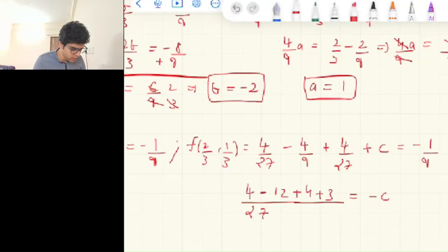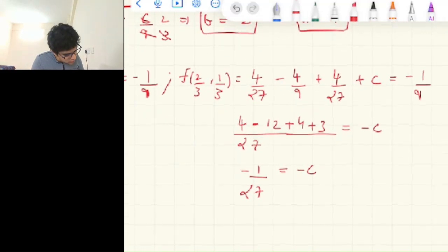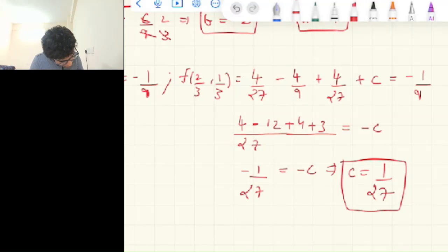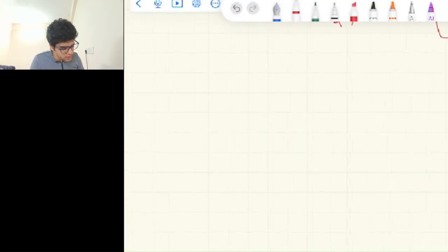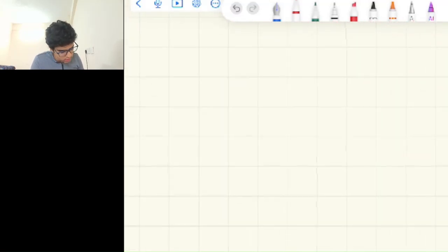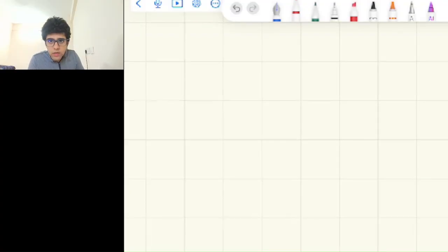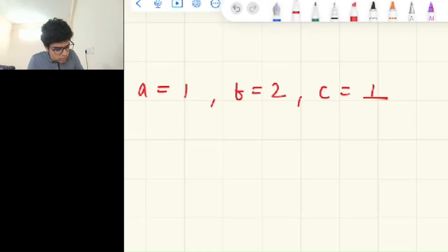4 and 4, 8, minus 4. So this is minus 1/27, and minus c. So c turns out to be, yes, this is correct, c turns out to be 1/27. So these are my values of A, B, and C. Let me just write it again. A turned out to be 1, B turns out to be minus 2, and C turns out to be 1 upon 27.